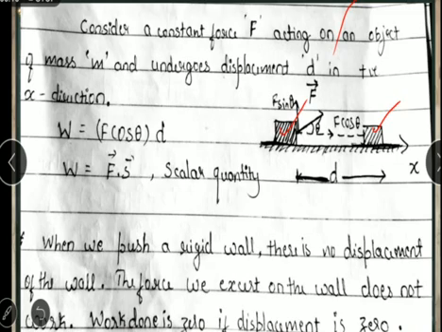Okay, let's see one case. When we push a rigid wall, there is no displacement of the wall. The force we exert on the wall does not do work. Okay, work done is 0 if the displacement is 0.